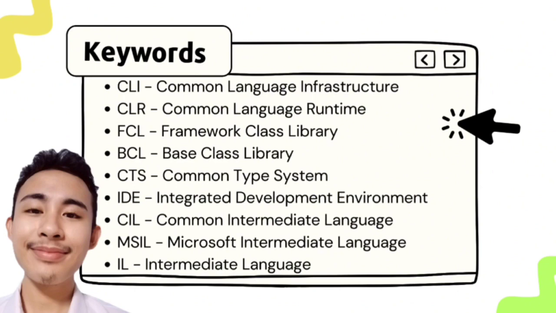MSIL, or Microsoft Intermediate Language, is what CIL used to be called. IL, or Intermediate Language, is also what CIL used to be called.